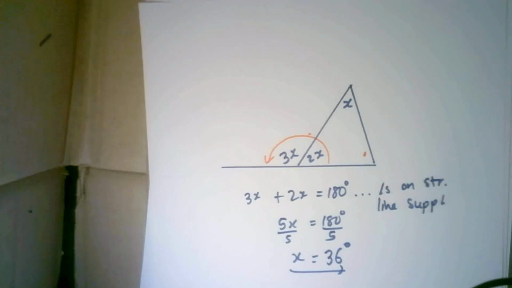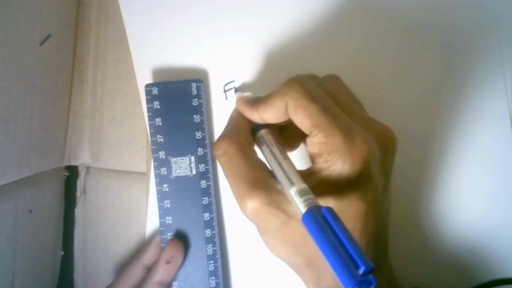Now let's look at the last example for the day, and then you can continue with your revision. Let's use a new page actually, so it looks nice and proper. So the question states that we need to find the value of x.